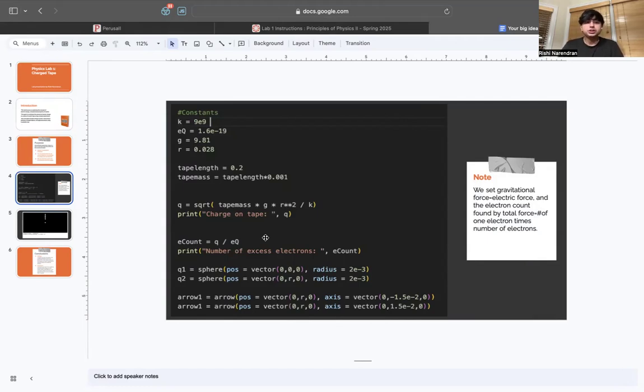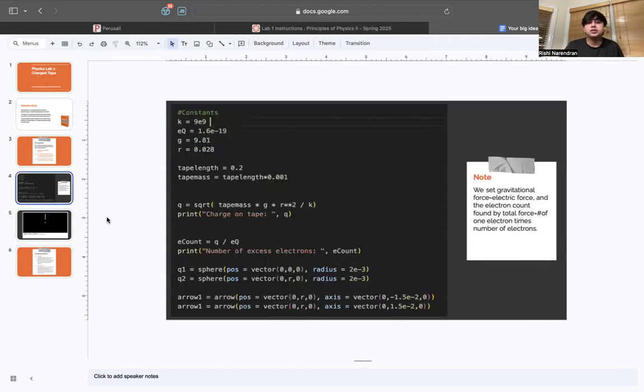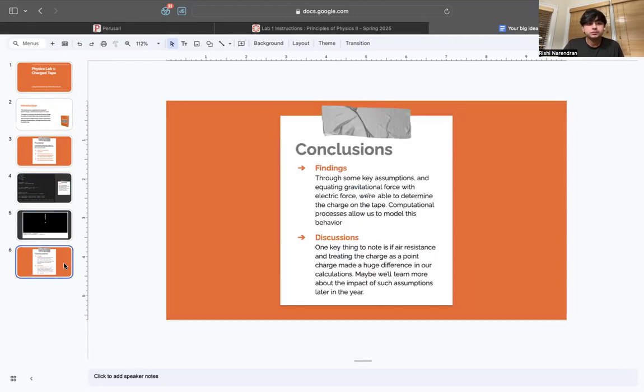That way we're able to determine the charge on the tape alone, and we're also able to determine the number of excess electrons at play. Using this GlowScript code, we get this computational model result, which tells us the charge on the tape and the number of excess electrons. Keep in mind that the number of excess electrons comes from the equation Q over e, equal to the electron count, because we rearrange the force on electrons and the charge from one electron.